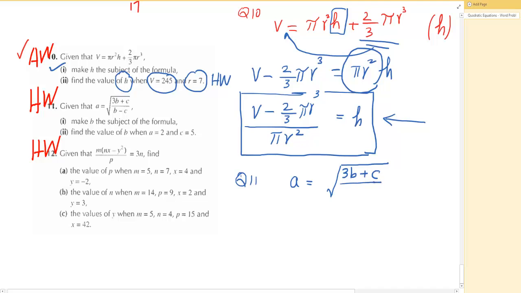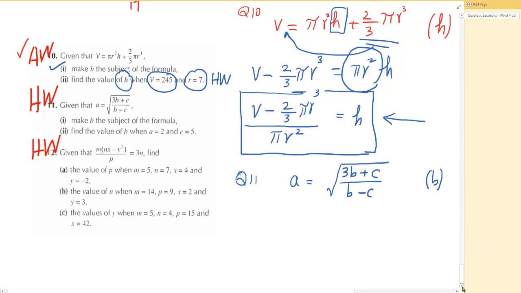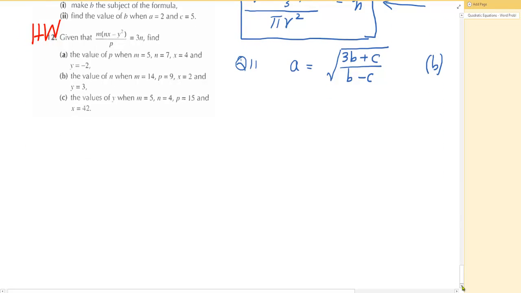plus c and b minus c). Okay, we have seen this formula in one of the previous questions. Here we have to make b the subject. Students, what should we do first? Beta, you should tell me what we should do first.